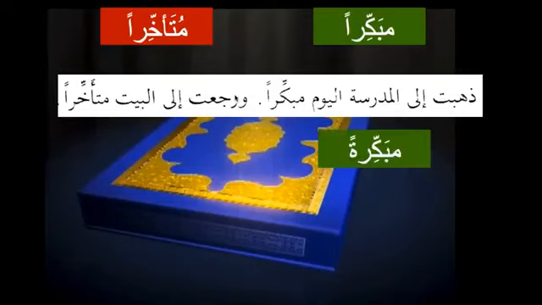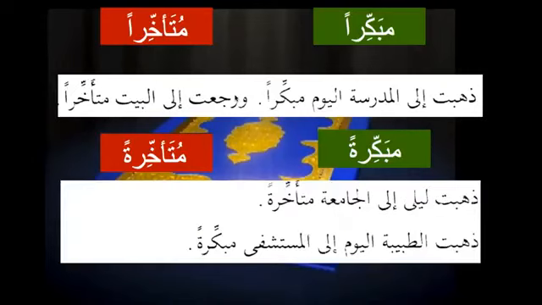So if it was a feminine, so it will be mubakkiratan and mutaakhiratan. Let's give some examples like dhahabat Layla. So Layla is a muannas, so it will be the appropriate fa'al. Dhahabat Layla ila al-jami'ati mutaakhiratan. So Layla went to Jami'a late. Mutaakhiratan. That's the hal, this condition. What condition she went? She went late.